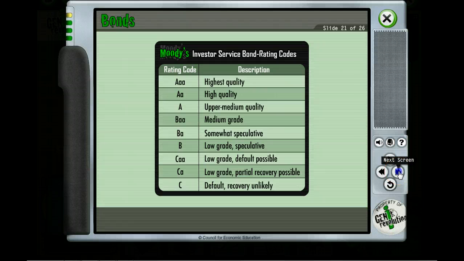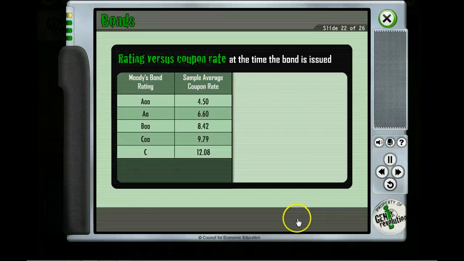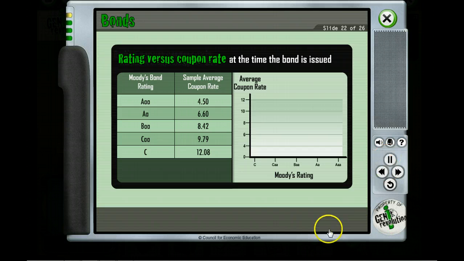Pay attention to this. There is a strong relationship between the credit rating of a corporate bond and its coupon rate at the time the bond is issued. Here, see for yourself. Click the sample average coupon rate for each bond rating to build a graph of the relationship. Now do you see the relationship? The lower the bond rating, the higher the coupon rate. A lower bond rating means higher risk. The more risk you're willing to take, the higher the reward you're likely to receive. So this is important information, and there is a chart that looks just like this. And there'll be some questions that you'll need to answer.